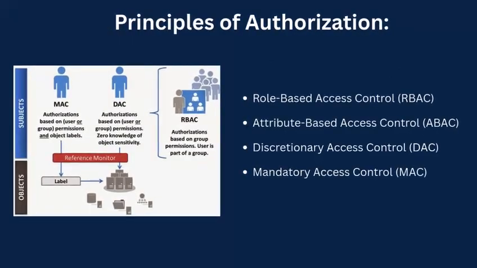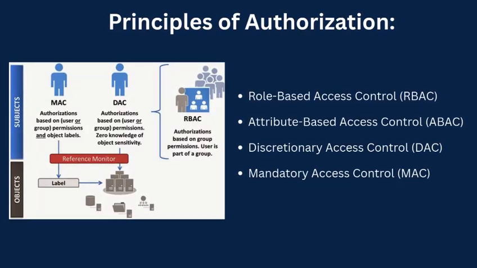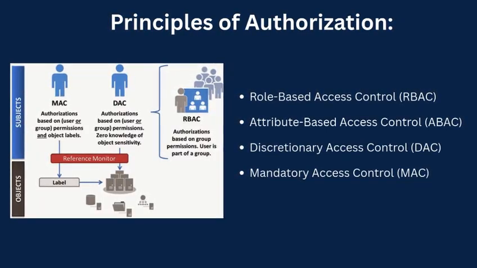Principles of authorization. Role-based access control, RBAC, access is granted based on the user's role within the organization. Attribute-based access control, ABAC, access decisions are based on attributes, such as user location, device type, or time of access. Discretionary access control, DAC, resource owners determine access permissions. Mandatory access control, MAC, access is granted based on predefined policies determined by the system.